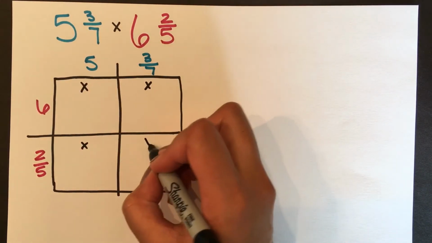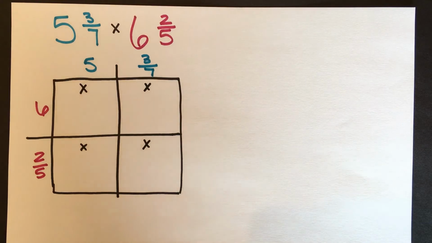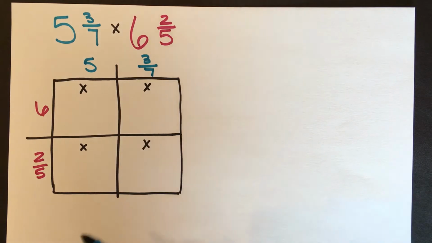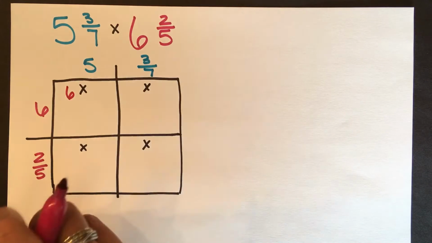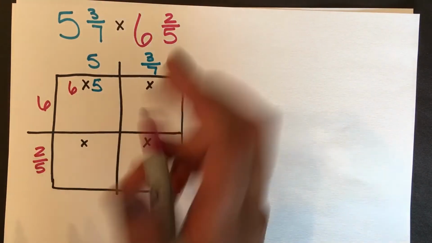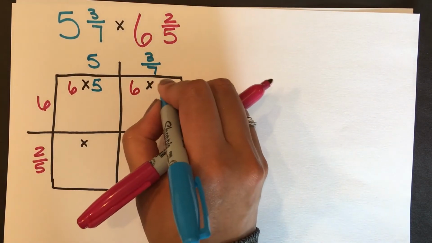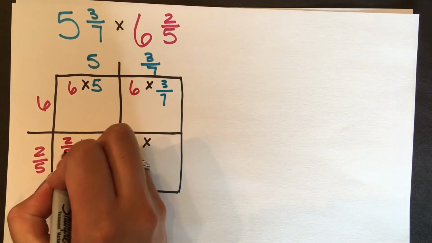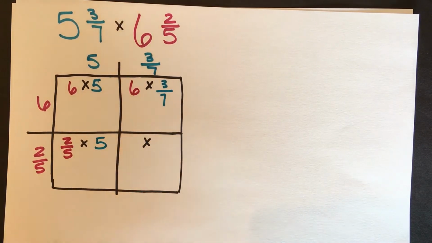things that have to happen so we do not forget. Also, multiplying fractions and whole numbers and fractions, it's a lot easier to see them. So that's why we're going to do that. So we have 6 times 5. We have 6 times 3/7. We have 2/5 times 5. And we have 2/5 times 3/7. Now we're going to find the products of each one of these boxes and these problems.